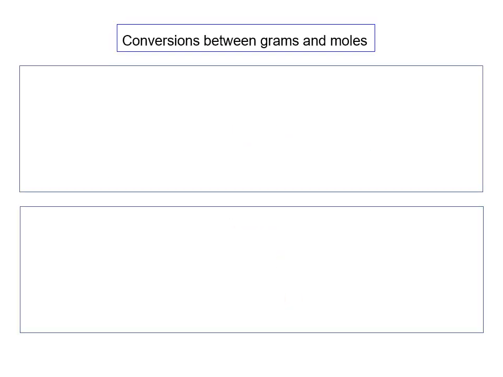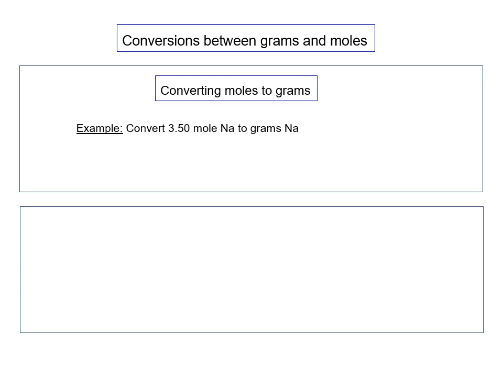All right, so now we're going to look at conversions between grams and moles. First, we're going to look at converting moles to grams. So we're given that we have 3.50 moles of sodium. How many grams of sodium do we have? So again, we start off with what is given. So we start off with the 3.50 moles of sodium.